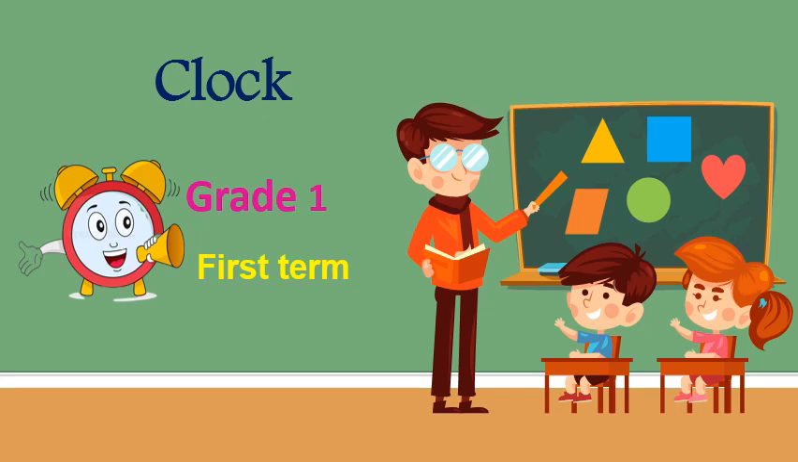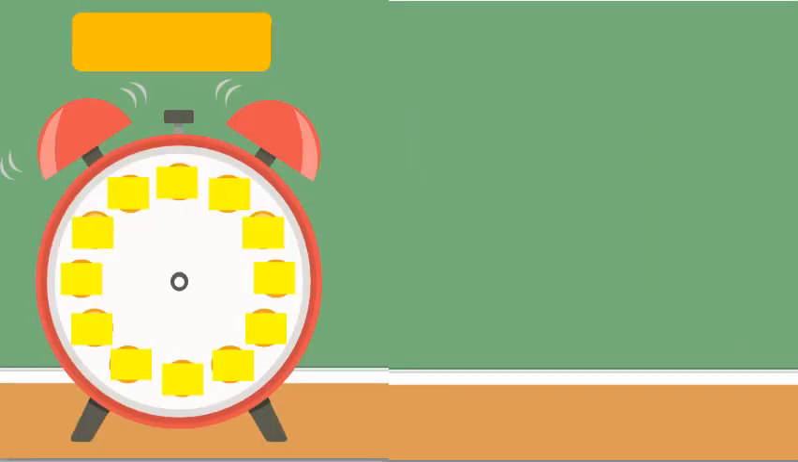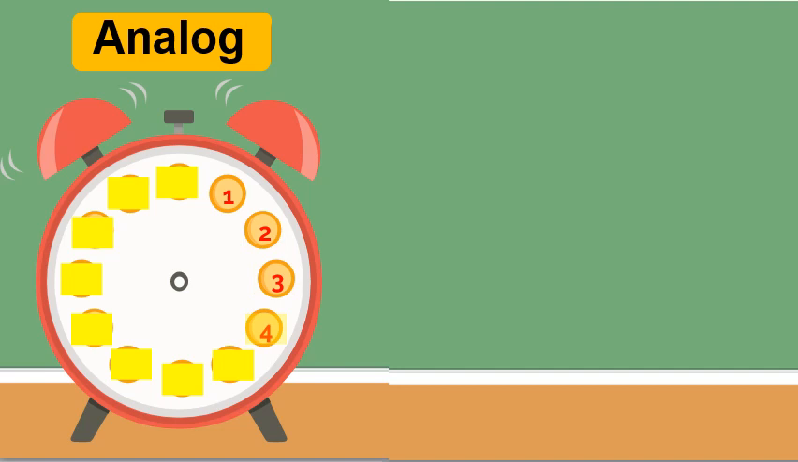Hello, my dears. Today our lesson is about the clock. Let's know more about the clock. In the clock we have two forms. The first form we call the analog form. In this form we have numbers that start from 1, 2, 3, 4, 5, 6, 7, 8, 9, 10, 11, 12. So it starts from 1 to 12.